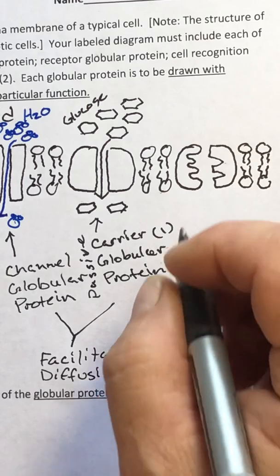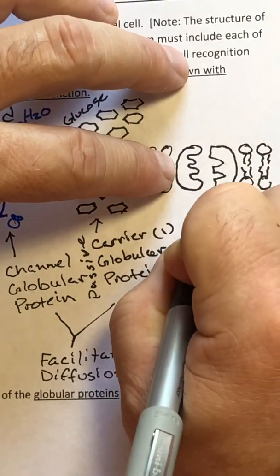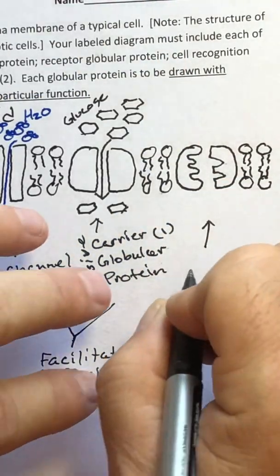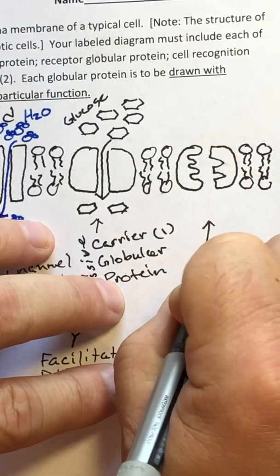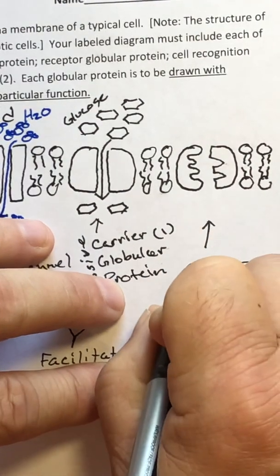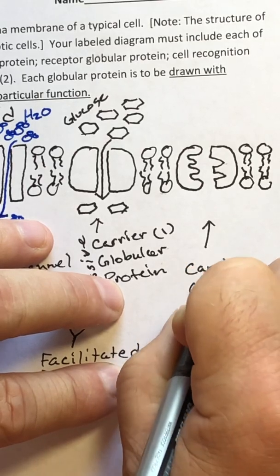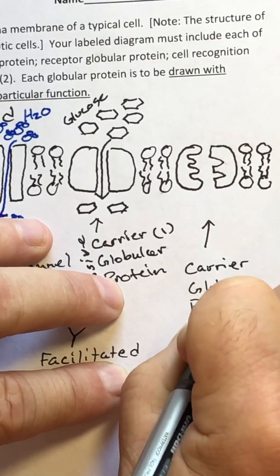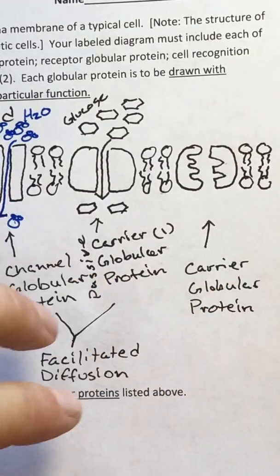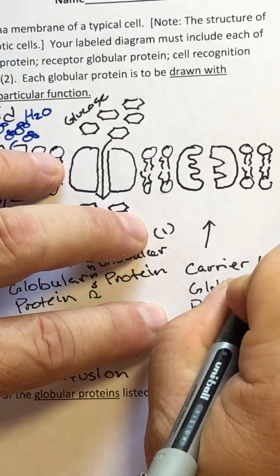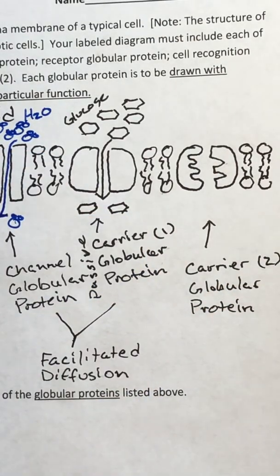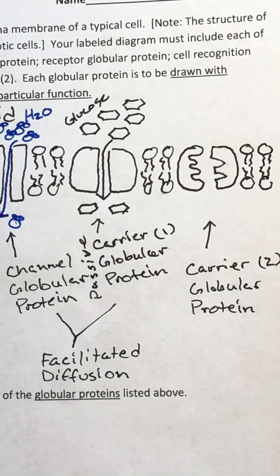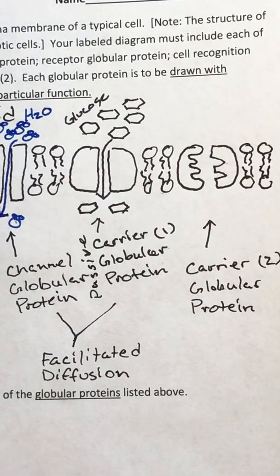This last one is carrier globular protein 2. And so let's go ahead and label that. And this one moves those molecules that are either too large or are polar. And if you hear that term polar, basically that means that they have a charge associated with them. And so a lot of times these are ions.